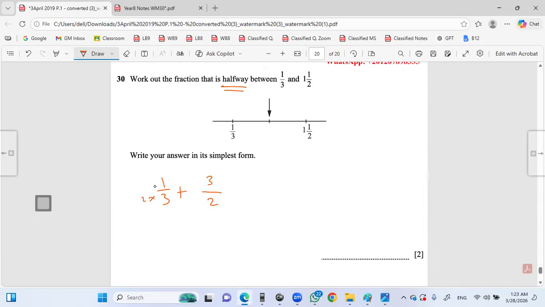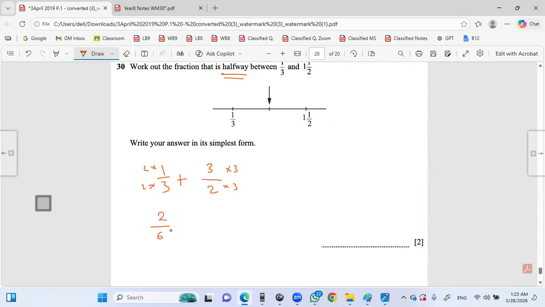Multiply up and down here by 2 to make the denominators the same. I cannot multiply or add unless the denominators are the same. So I multiply this here up and down by 2, multiply here up and down by 3. This gives you 2/6 plus 9/6, which is 11/6.